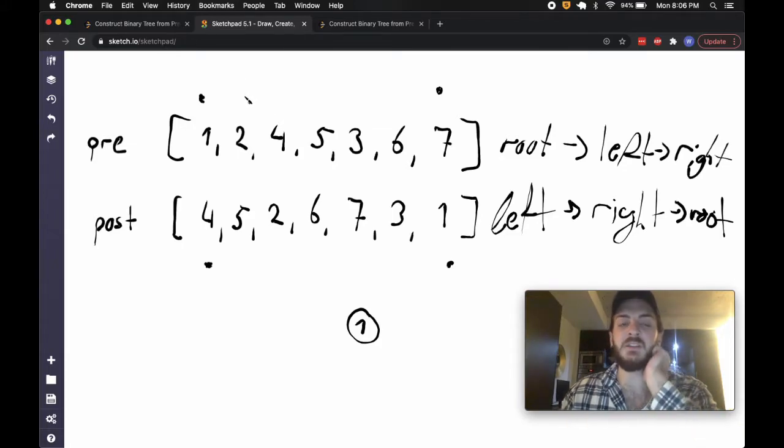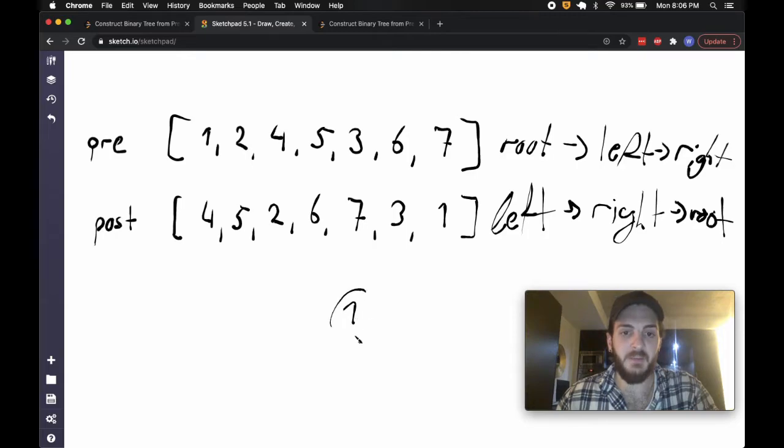Okay, my left subtree is going to start one value over. So at this 2, my left subtree is going to start here. 2 is going to be the beginning of my left subtree. Now, where does this actually end? Does it end here? Does it end here? Does it end here? Does it end here? Well, we don't know just yet.